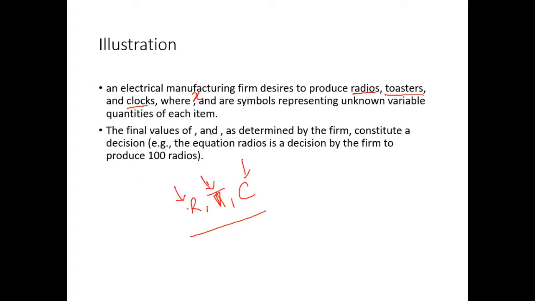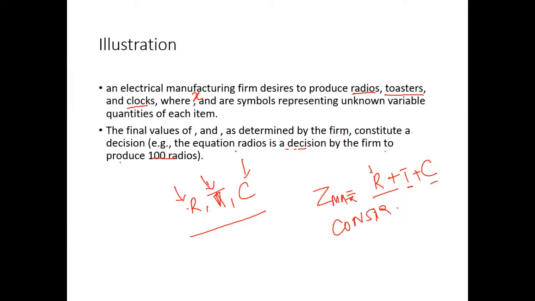The final values of R, T and C, as determined by the firm, constitute a decision. For example, the equation R equals 100 is a decision by the firm to produce 100 radios. So Z is equal to R plus T plus C, and there will be some constraints to produce it. And why will the company decide to produce radios or toasters or clocks? The main reason will be to maximize the profit.